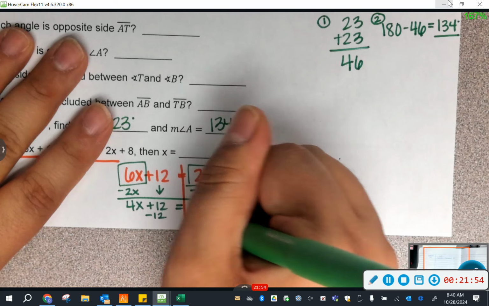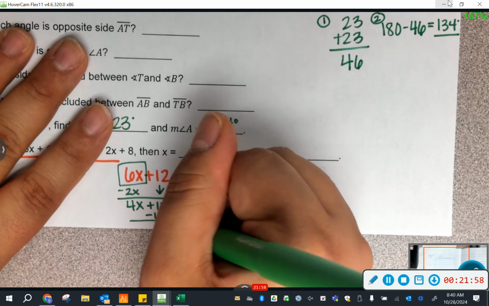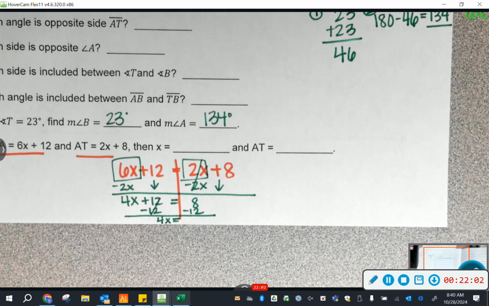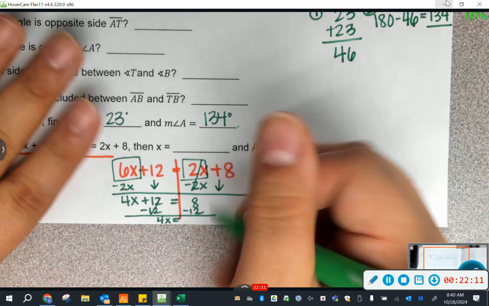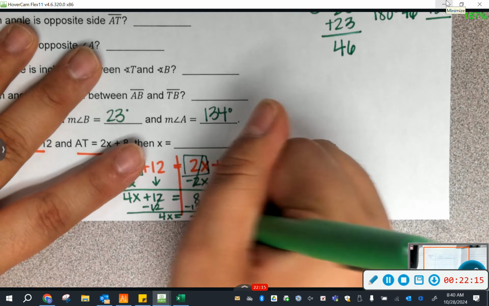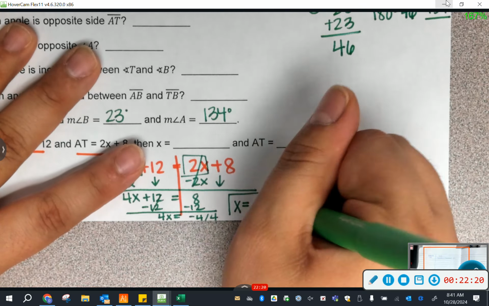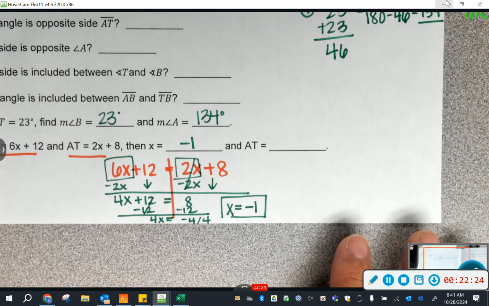Minus 12 is going to leave me 4x equals, what is 8 minus 12? Don't guess. Put it in the calculator if you're not sure. You were right, but I'm just telling everybody else. Negative 4. And then what are we going to do? What is negative 4 divided by 4? Negative 1.